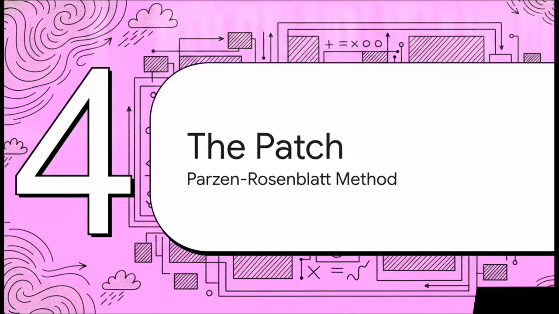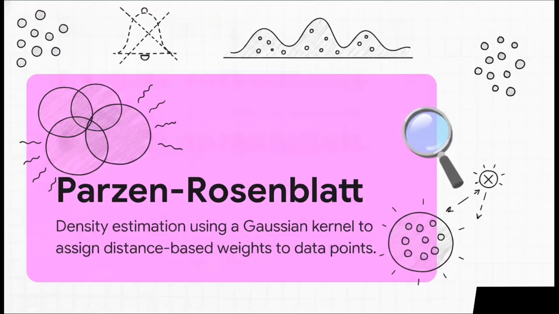Enter Section 4, the Parson-Rosenblatt patch. Those researchers at PLM obviously couldn't afford for this system to fail when classifying crucial air quality data, so they implemented a really elegant mathematical rescue, the Parson-Rosenblatt window method. Let's meticulously unpack this. It is a non-parametric density estimation method. Unlike traditional GNB, which rigidly forces data into a predefined bell curve parameter, this method is actually flexible.